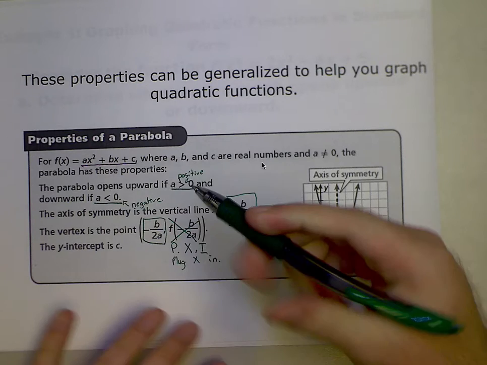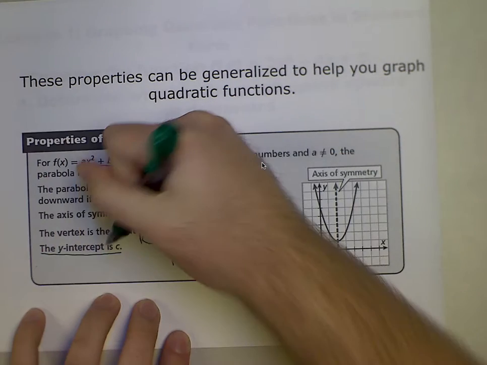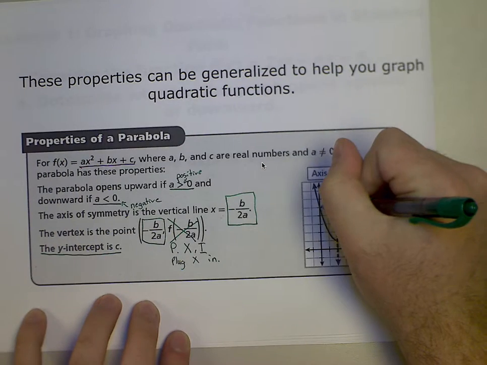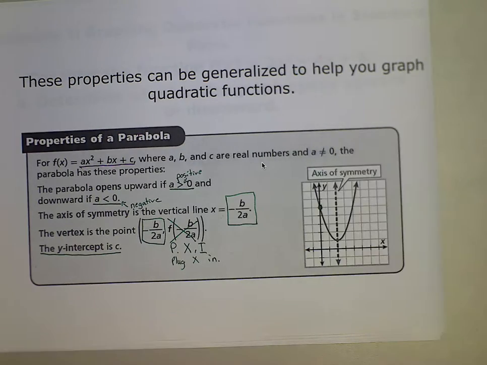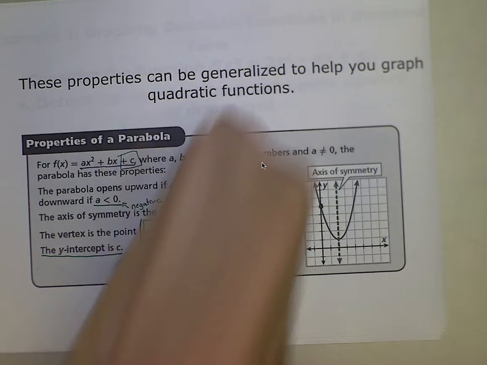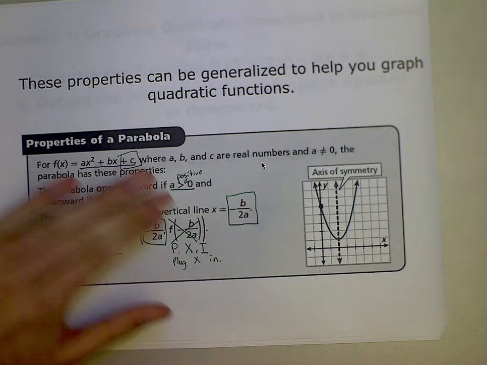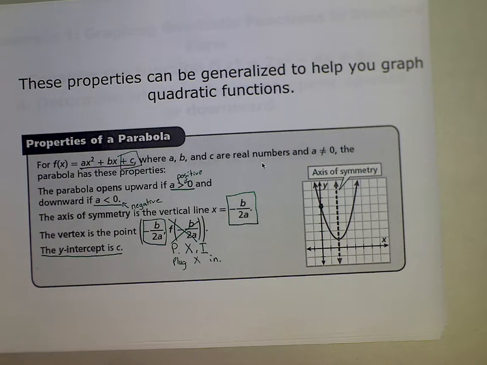Last thing we want to look at here, that y-intercept is c. What that means is on my graph over here where it crosses the y-axis, that is going to be the same point as just that c value from the equation. So I can ignore everything else and just look at that c value, and that's going to give my y-intercept.